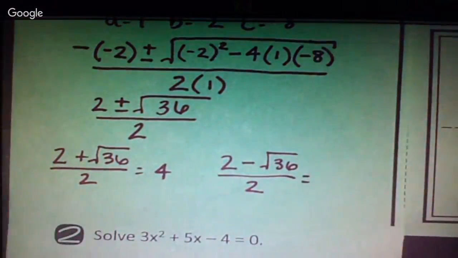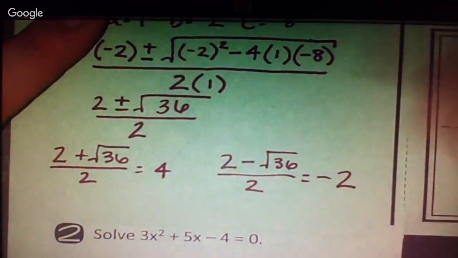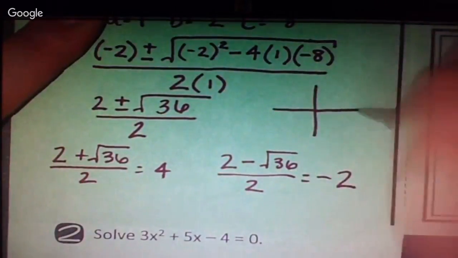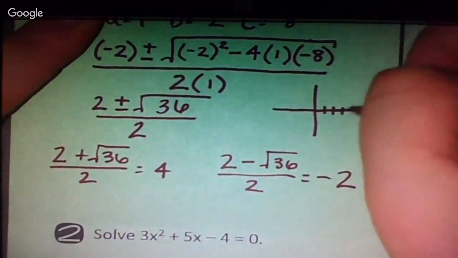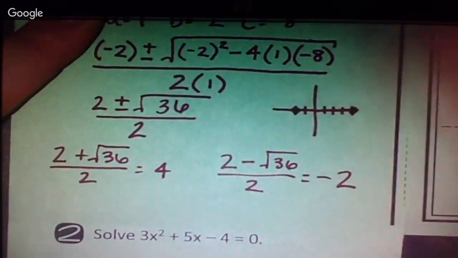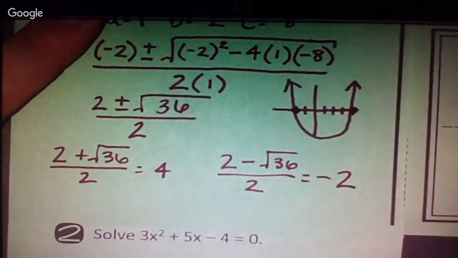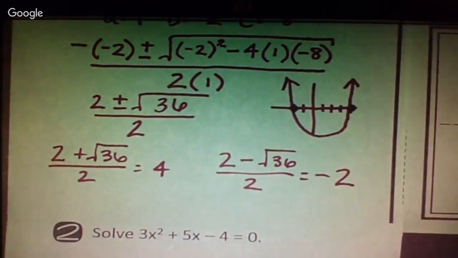On the other side, I've got 2 minus 6. Negative 4 divided by 2 is? Negative 2. So again, what you just found is your graph is going to cross the x at positive 4 and negative 2. And this one faces up because my a value is positive. So the quadratic formula, again, tells you where does it cross the x.